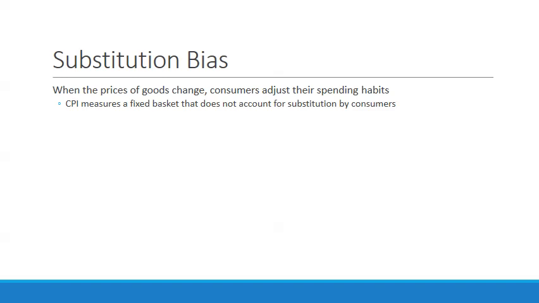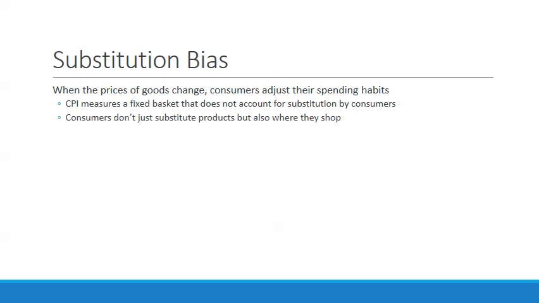So our second issue here is the substitution bias. When the price of goods changes, consumers adjust their spending habits. This is the basic law of demand. CPI measures a fixed basket that does not account for substitution by consumers. And that's an issue right away because we know, of course, if prices are increasing on some goods, then we'll stop and we'll substitute. Yet CPI measures a fixed basket that doesn't account for this basic substitution.